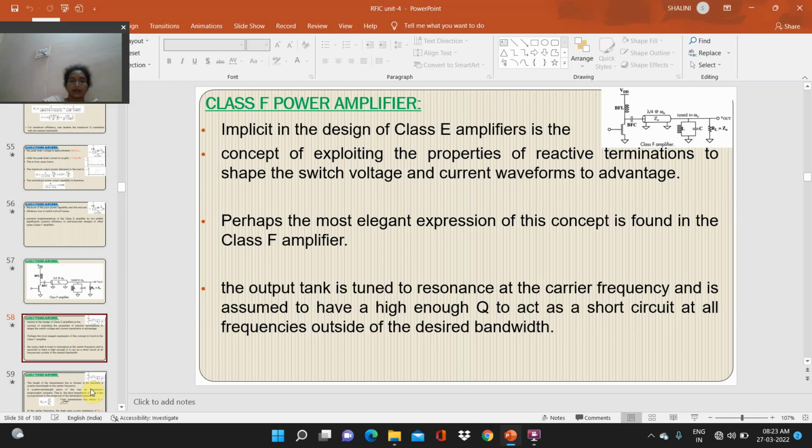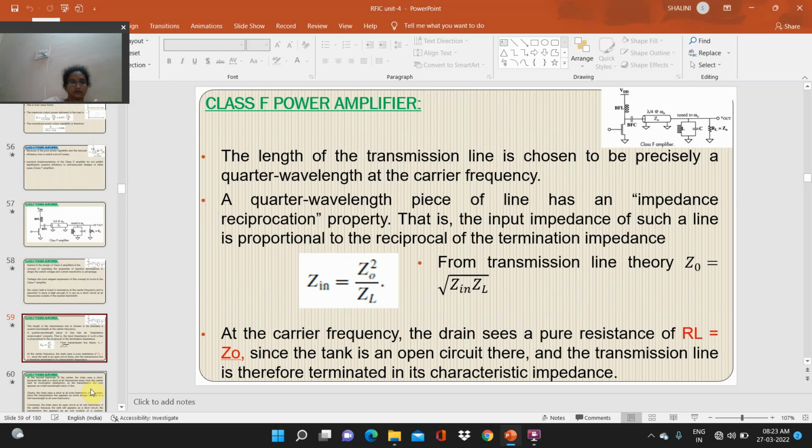The output tank is tuned to resonance at the carrier frequency and is assumed to have a high enough Q to act as a short circuit at all frequencies outside of the desired bandwidth. The length of the transmission line is chosen to be precisely a quarter wavelength at the carrier frequency.